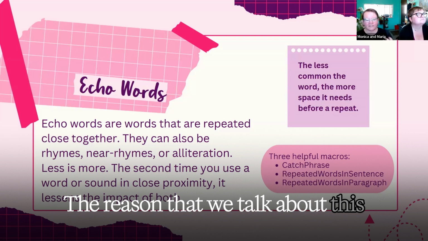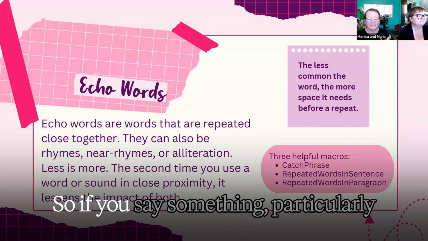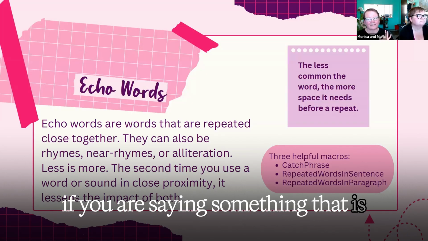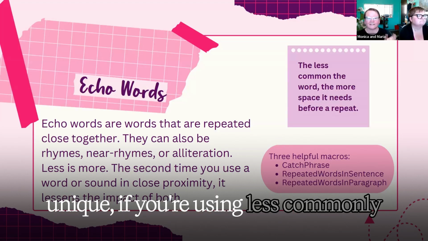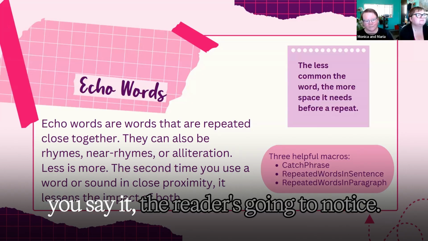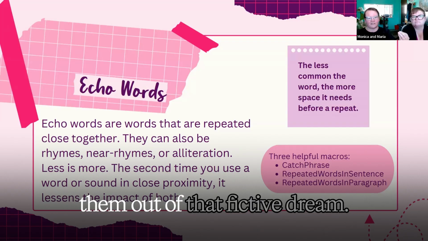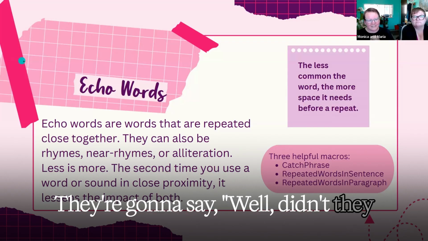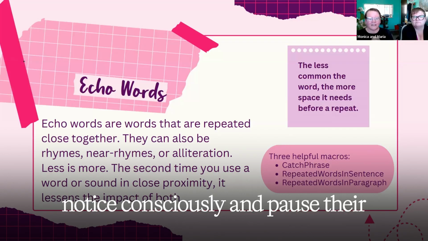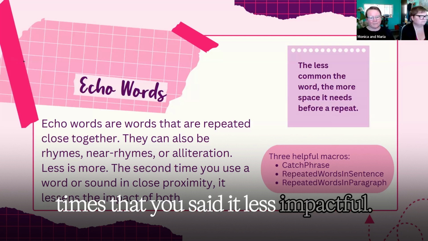The reason that we talk about this is because less is more in writing. So if you say something, particularly if you are saying something that is unique, if you're using less commonly used words or phrases, the second time you say it, the reader's going to notice. It's another thing that's going to pull them out of that fictive dream. They're going to say, what, didn't they just say that? Or even if they don't notice consciously and pause their reading, that repetition makes both times that you said it less impactful.